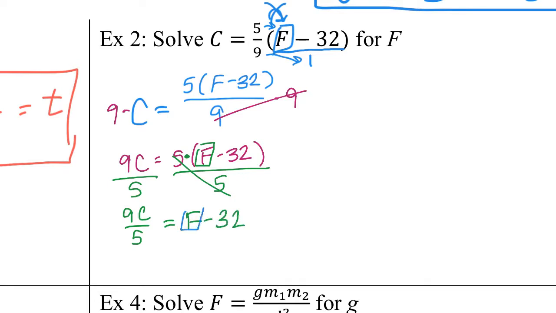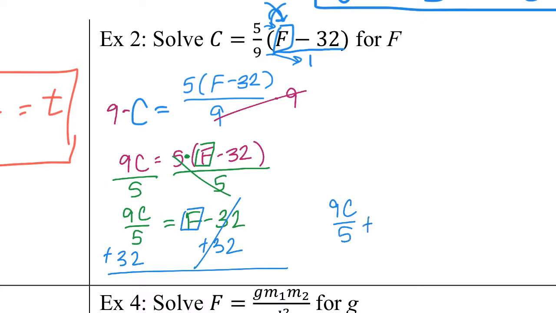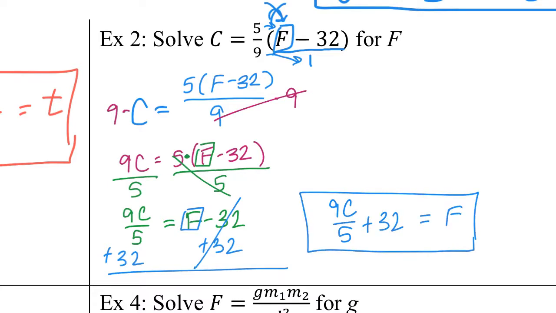Now I need f alone, so add 32 to both sides to isolate the f. I can't add 9c over 5 and 32, so we're just going to write them next to each other. And then equals f on the right-hand side. And that is what we wanted to isolate, and f is now alone, so this is the final equation.